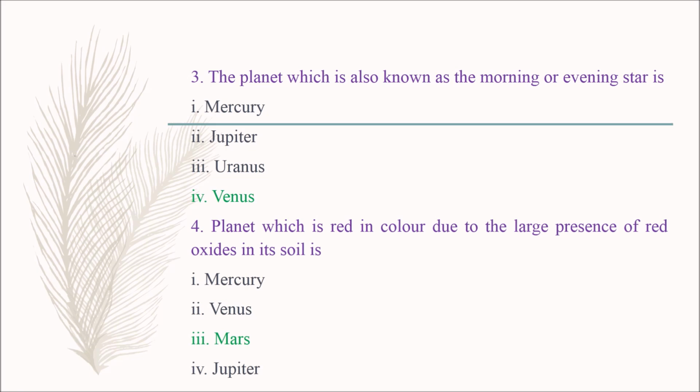Question number 4. Planet which is red in color due to the large presence of red oxides in its soil is option number 1 Mercury, option number 2 Venus, option number 3 Mars, option number 4 Jupiter. So the answer is option number 3 Mars.